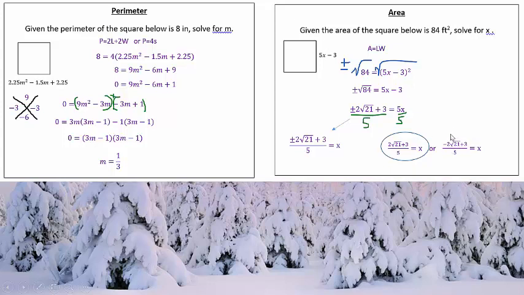So this answer right here, negative 2 root 21 plus 3 all over 5, this is going to be a negative number. You could punch it into a calculator and see for yourself, but it's going to be a negative number. So if we put a negative number in here and then subtract 3, we're going to get a negative side length. So we have to reject this negative answer and we have to accept the positive answer as the only solution to this problem.